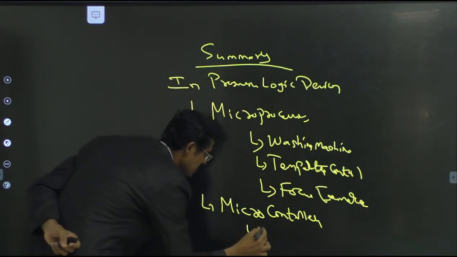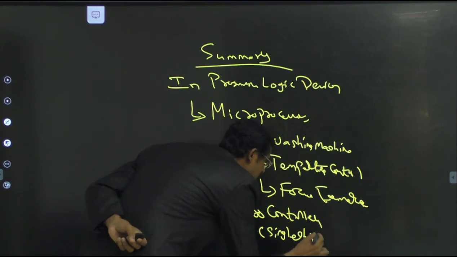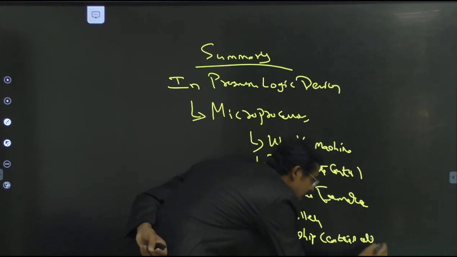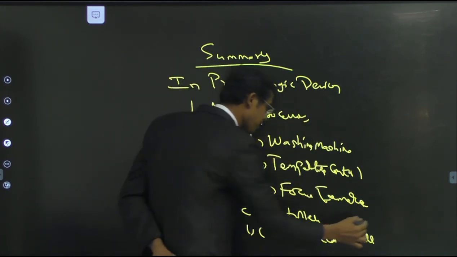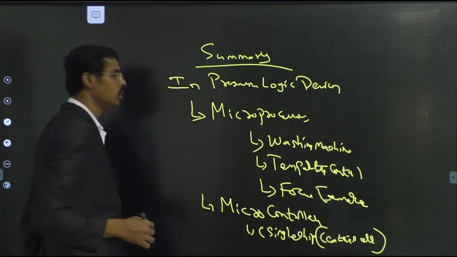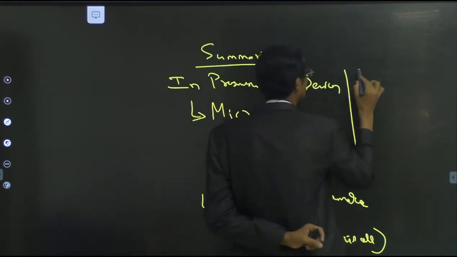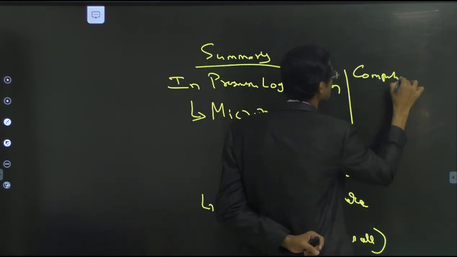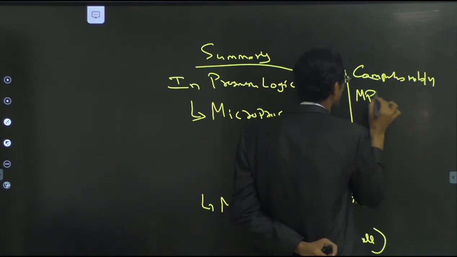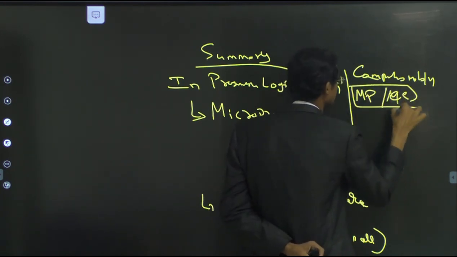This I have defined as a single chip. We just remember it as a single chip that contains everything together on one chip. So that is how we have defined the microprocessor and microcontroller. Then we have seen the comparison between microprocessor and microcontroller.